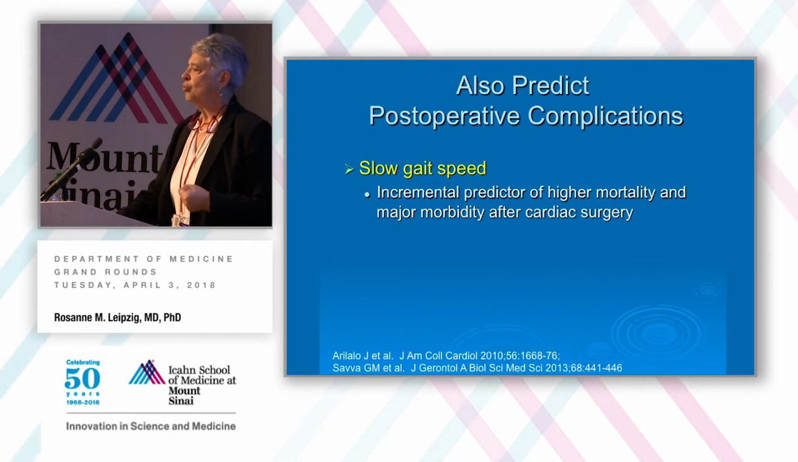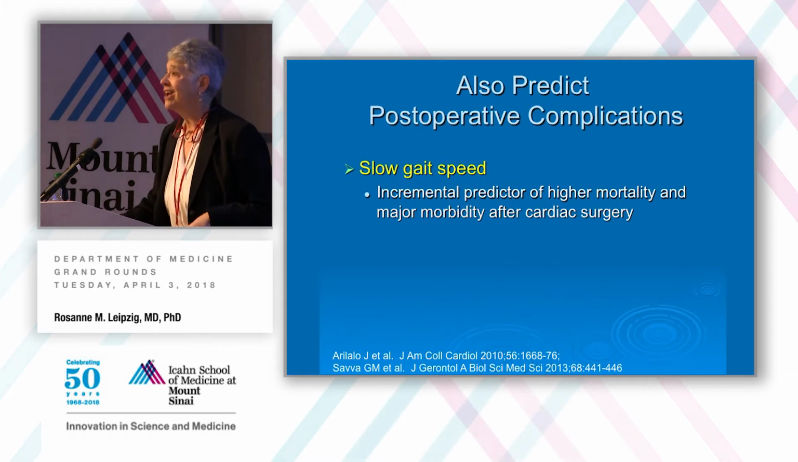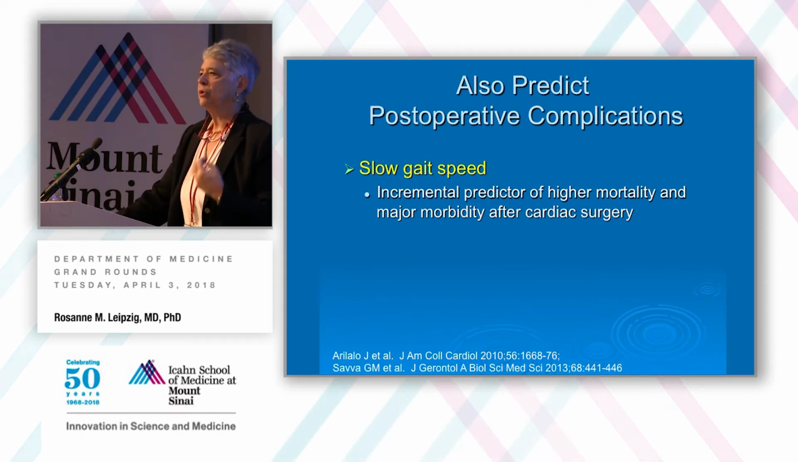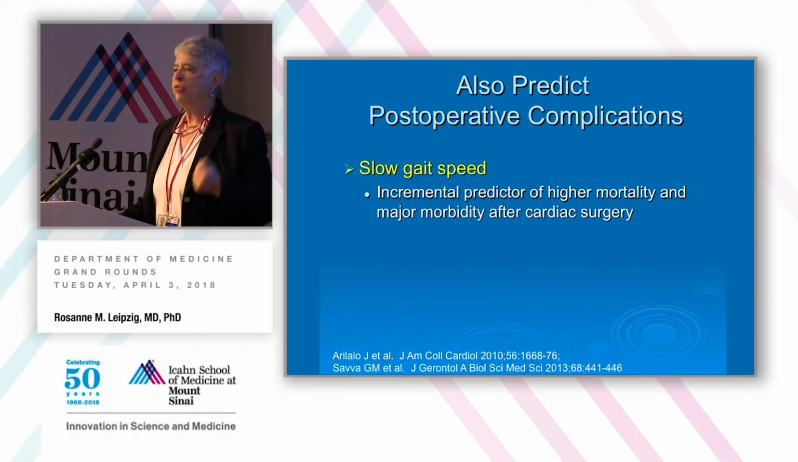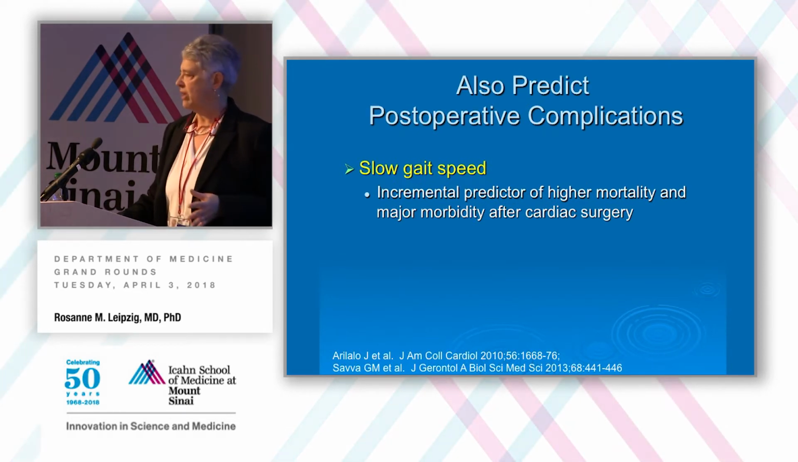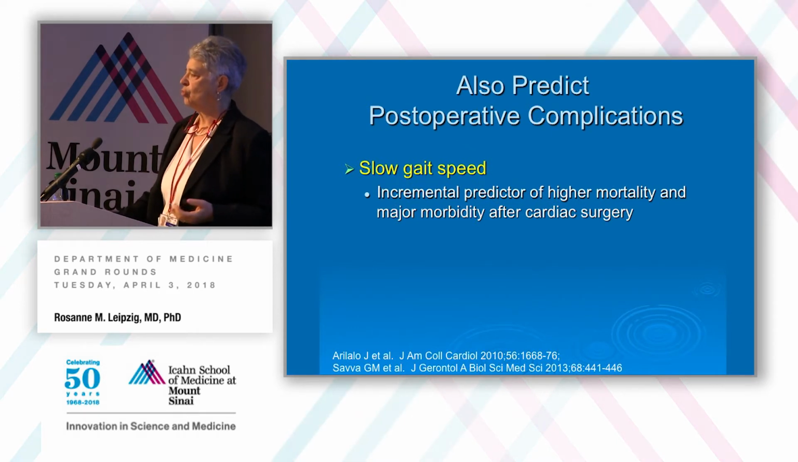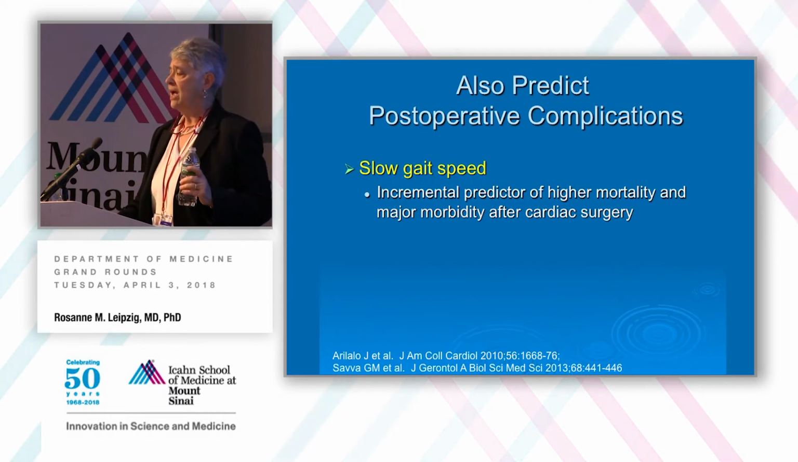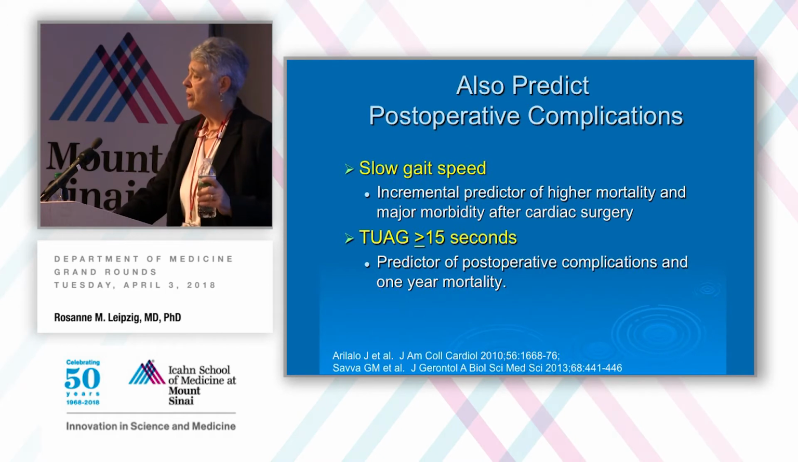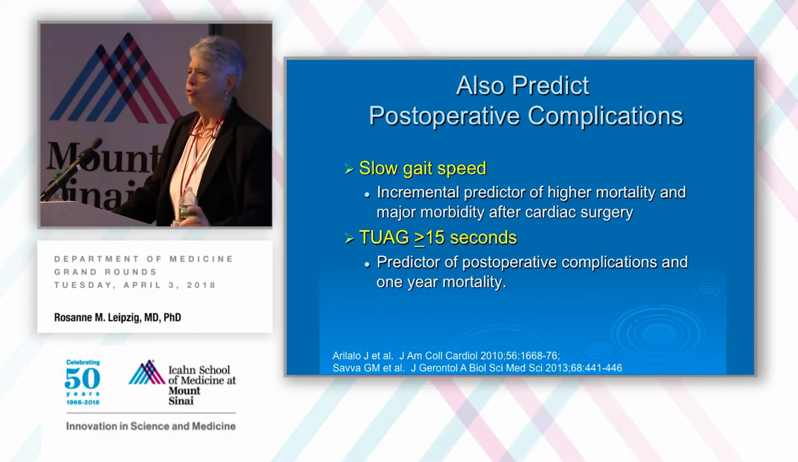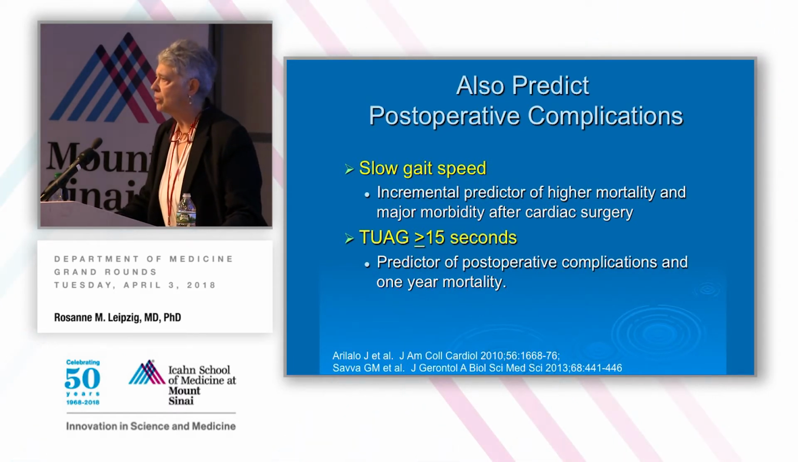What's interesting is that these also predict postoperative complications, and one of the take-home messages that I'll be hitting over and over again today is that having a sense of somebody's vulnerability or frailty improves your ability to predict whether they will have a problem with surgery. And since many of us do pre-op clearances, we need to have a sense of that. So slow gait speed has been shown to be an incremental predictor of higher mortality and morbidity after cardiac surgery, and that 15 seconds or more timed up and go predicts post-op complications and 1 year mortality. So although it takes a few seconds to do a timed up and go, you get a lot of information from it.